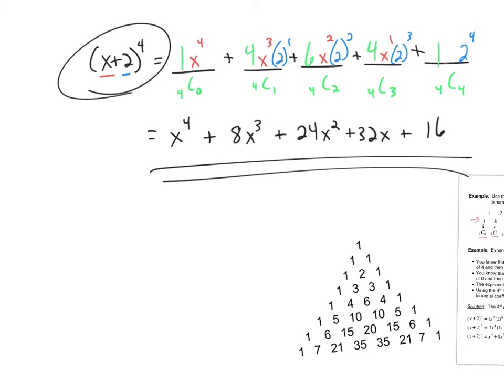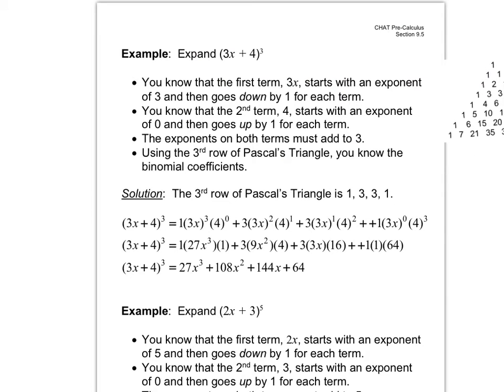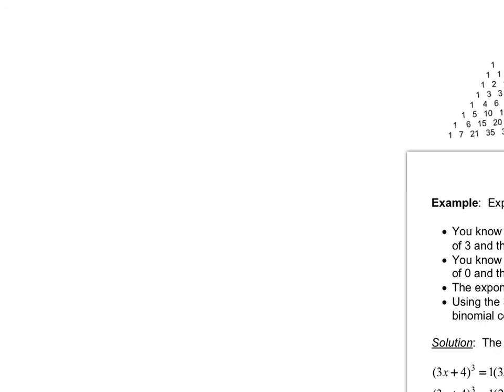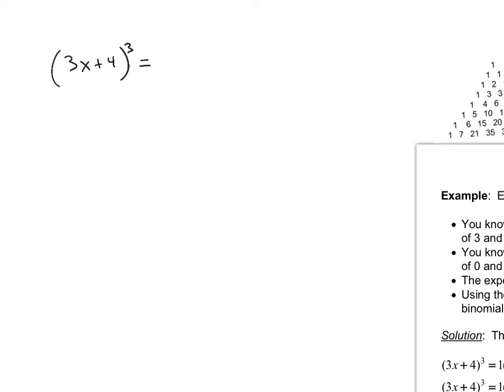Okay, let's look at another one. For this one we're going to expand 3x plus 4, that binomial, to the 3rd power. So I'm going to move it over, and we're just going to do it by hand like we did before. 3x plus 4 raised to the 3rd. I know that I've got 4 terms. And I'm going to start by looking at the 3x. I know that that's got to be 3x to the 3rd, 3x to the 2nd, 3x to the 1st, and 3x to the 0, which I know is going to be 1.